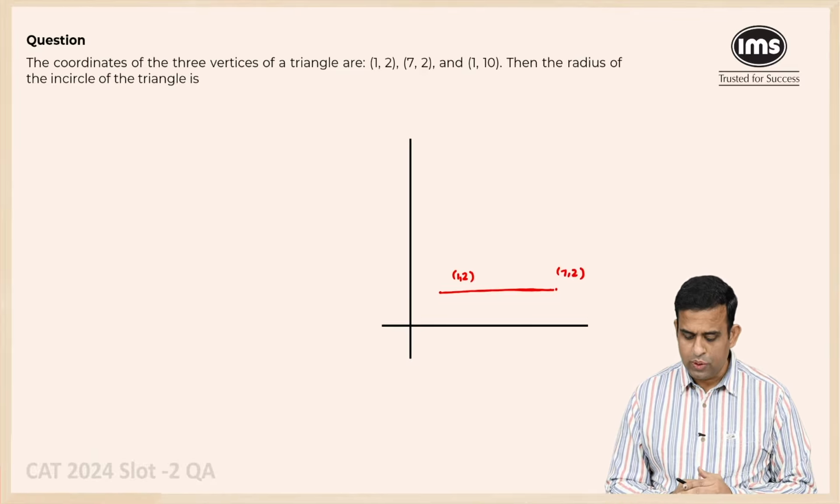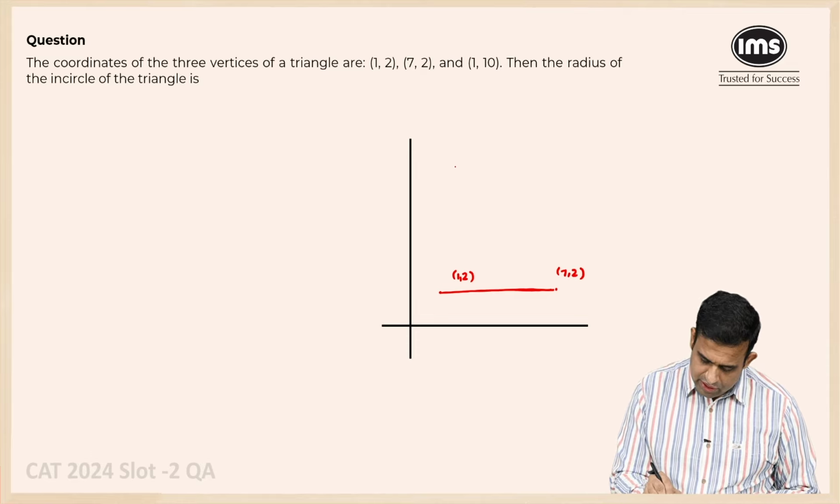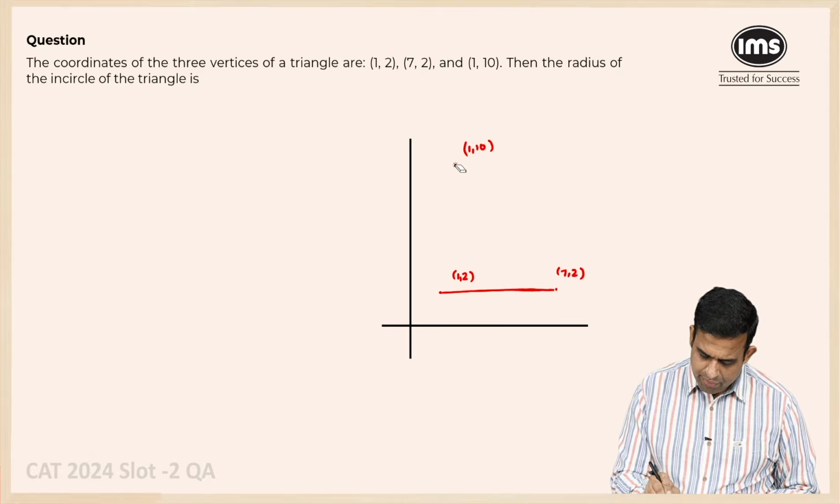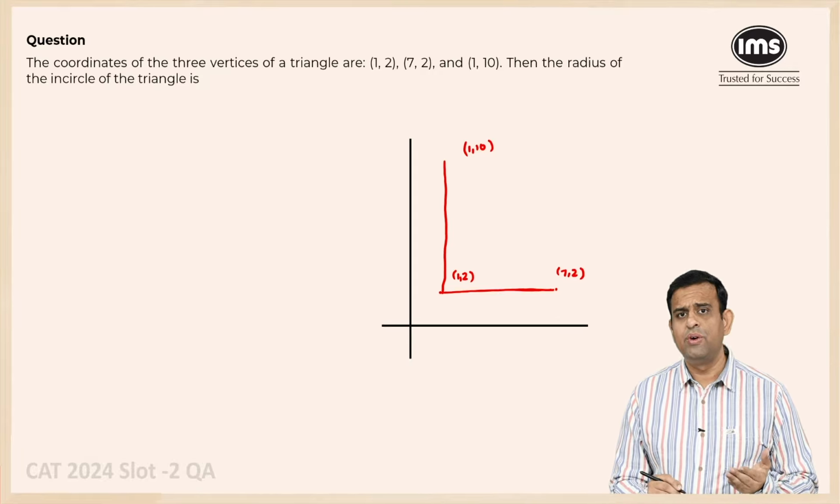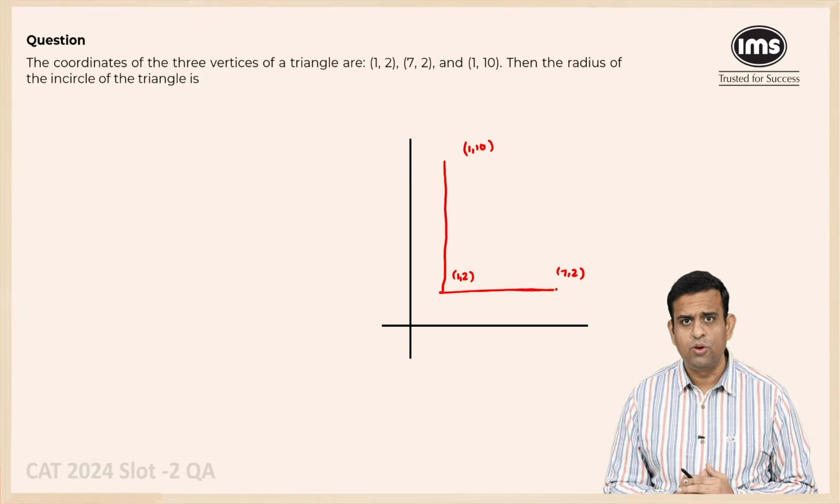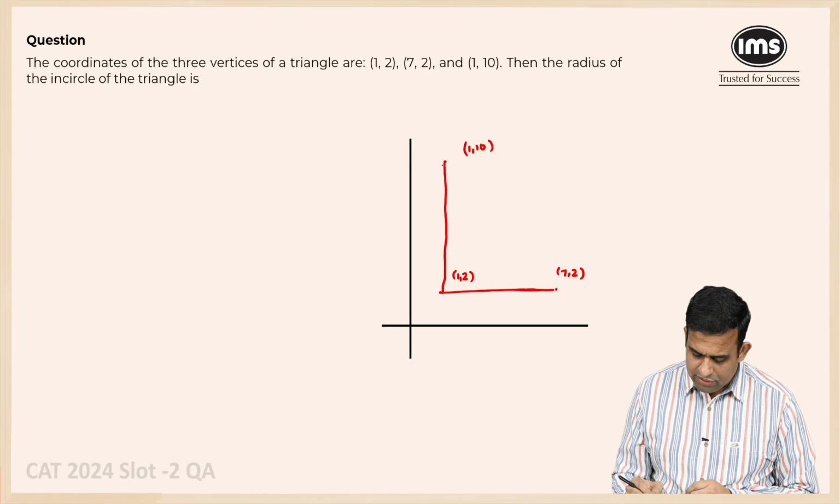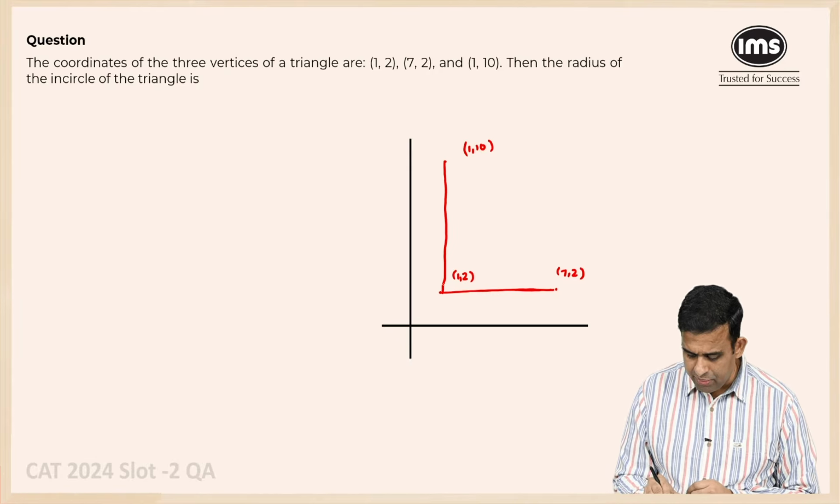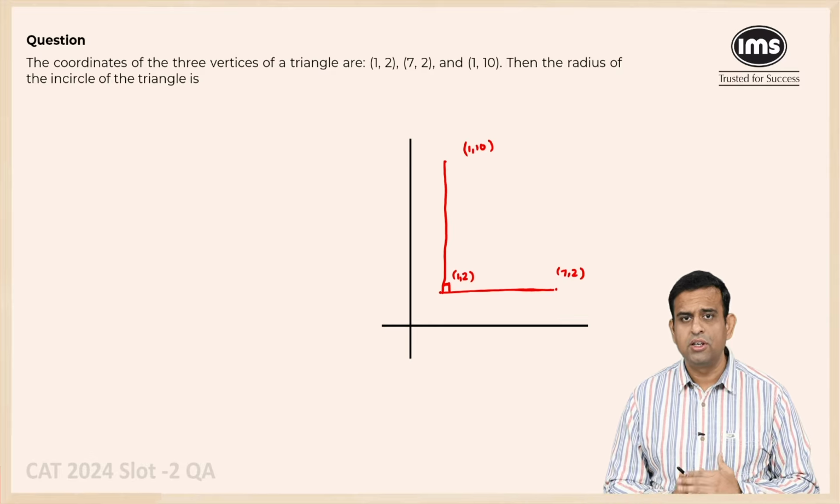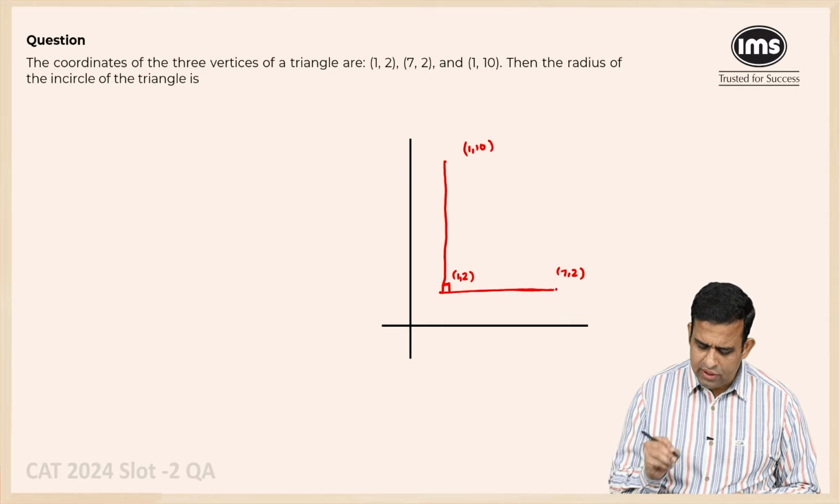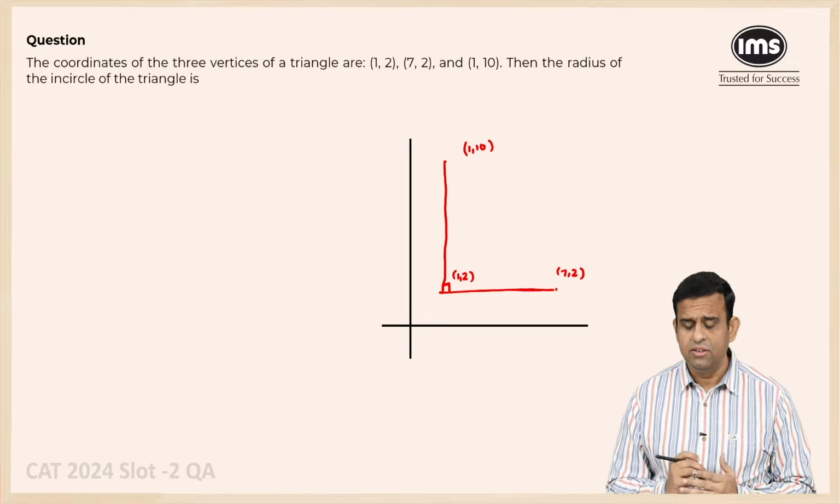Then we have the third point, which is (1, 10), and (1, 2) and (1, 10) have the same x coordinate. So maybe if I say it's (1, 10) over here, since it has the same x coordinate, this is going to be the line x equals 1, which is parallel to the y-axis or perpendicular to the x-axis. So we have something like this, which clearly means that these two line segments are perpendicular to each other, as one of them is y equals 2, the other is x equals 1, one parallel to the x-axis, the other parallel to the y-axis. So in simple words, this is nothing but a right angle triangle.